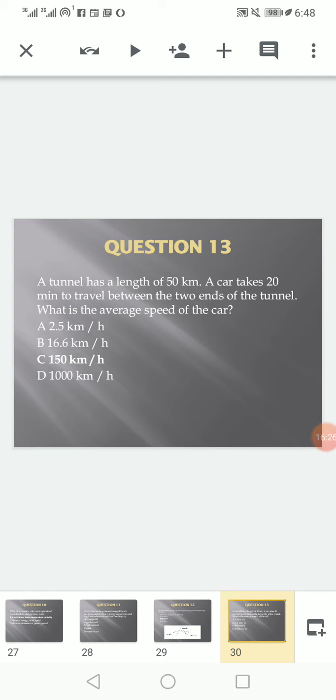So for us to solve this question correctly, we need to convert minutes to hours. And when you do that and use the formula, speed is equal to distance over time. If you do that, it will give you 150 kilometers per hour.